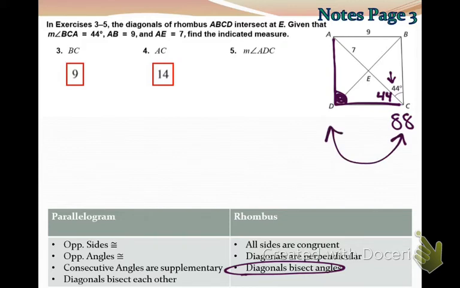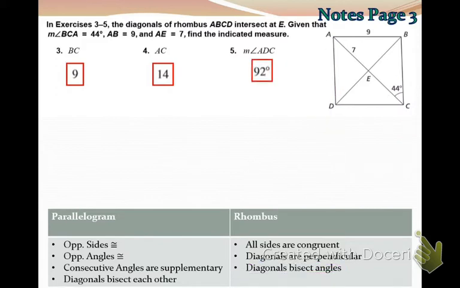What relationship will D and C have? They're supplementary because they're consecutive. So you're going to do 180 minus 88, which makes 92.